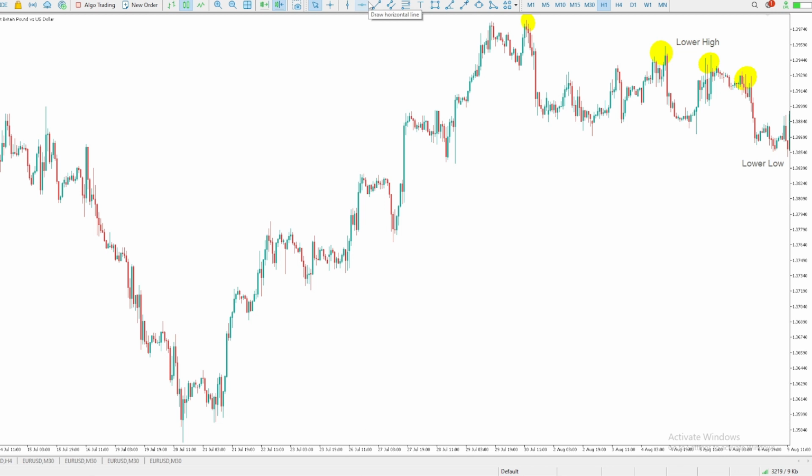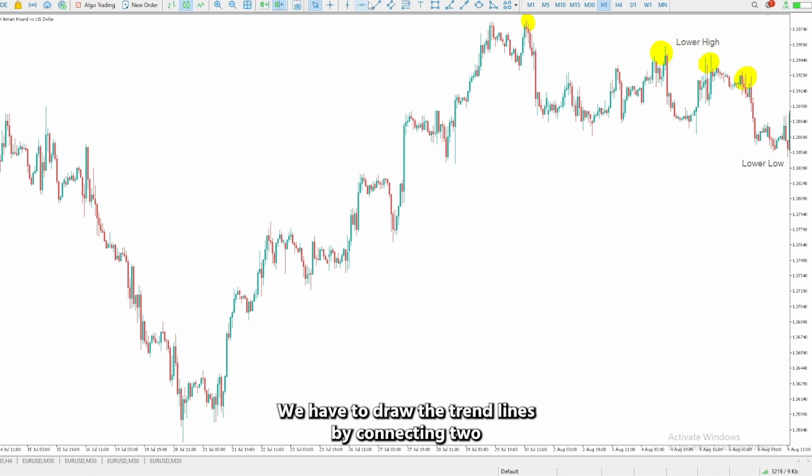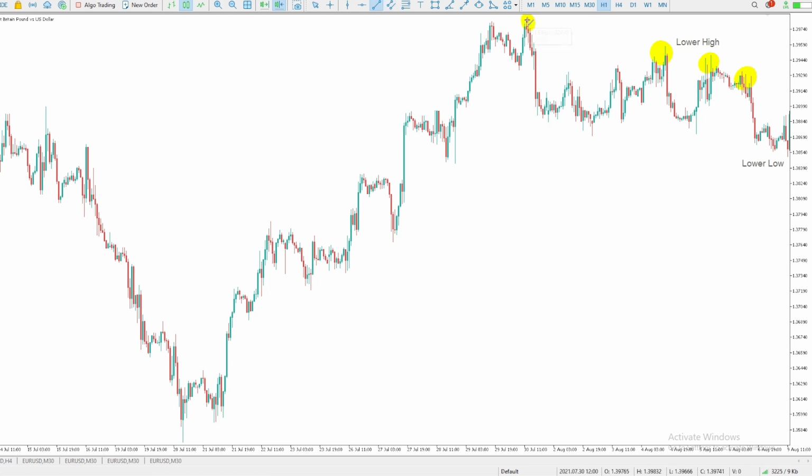The third one, we have to draw the trend lines by connecting 2 or more points. Then we make sure the trend line completely matches these points. And make sure all steps are followed. And we have a trend line here.